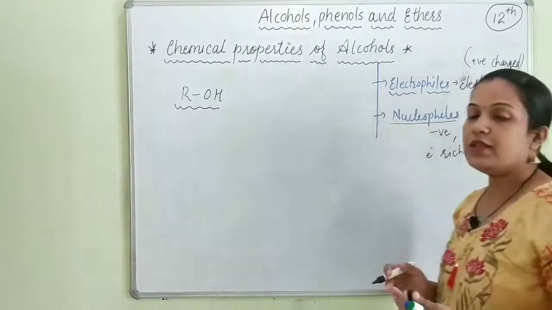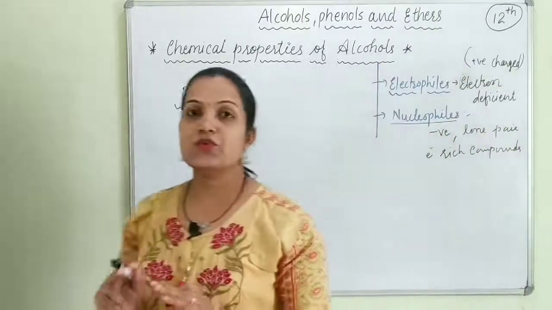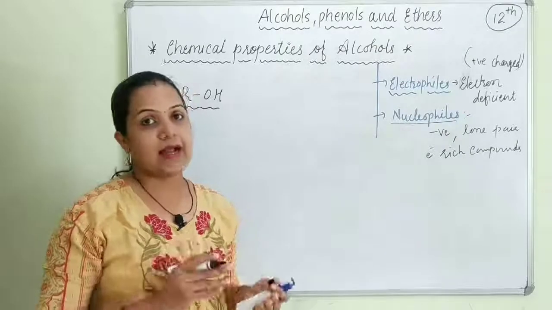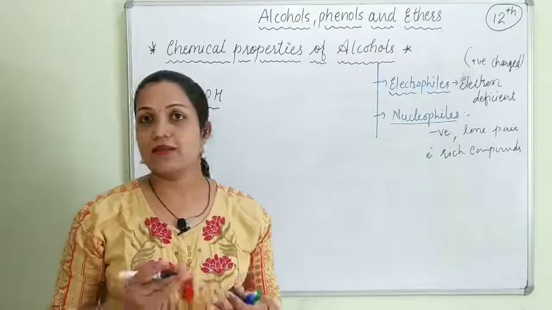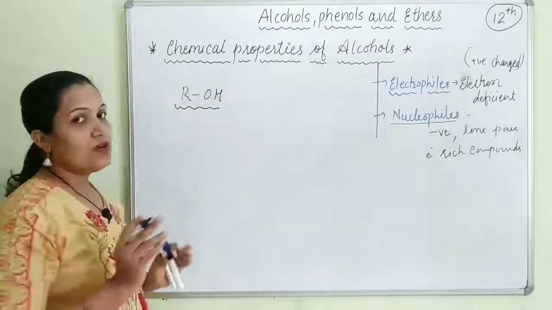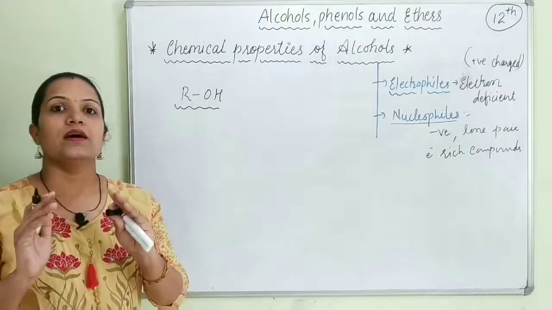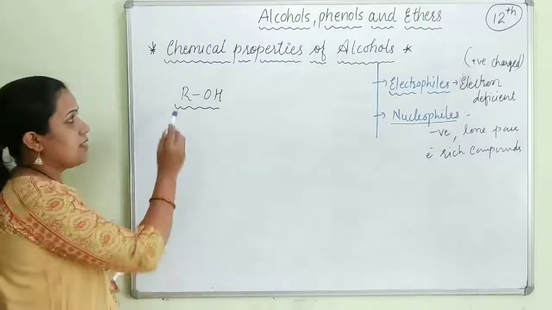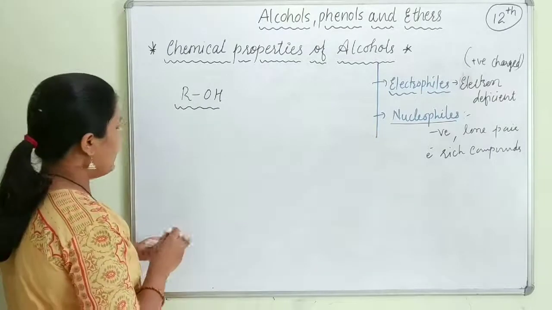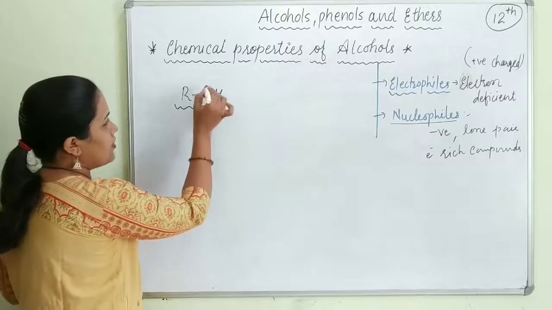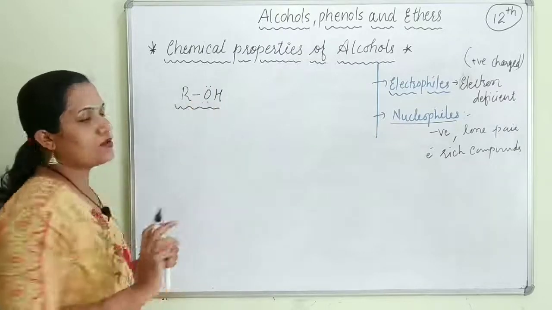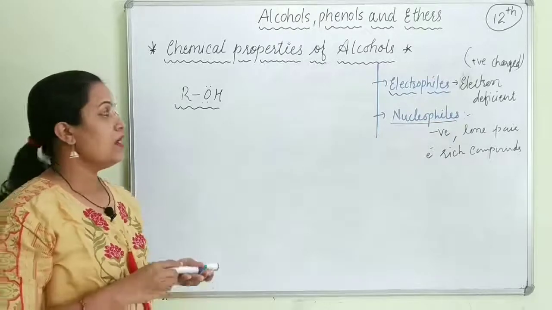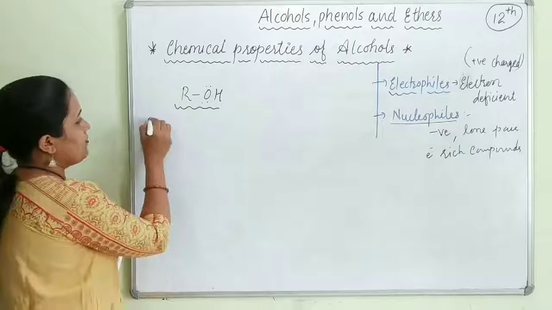In 2014 the question was asked: write two chemical equations which show that alcohol can act as an electrophile as well as a nucleophile. So for that we need to write the chemical equations. The chemical equation is ROH. Here we know that this oxygen has two electron pairs, which we can also call lone pairs. Now let's see how alcohol acts as a nucleophile first.